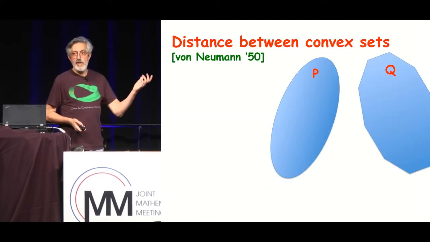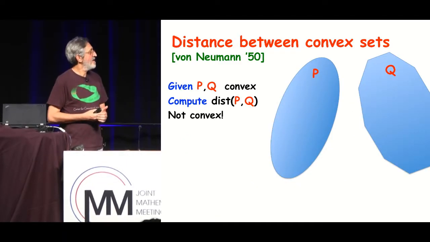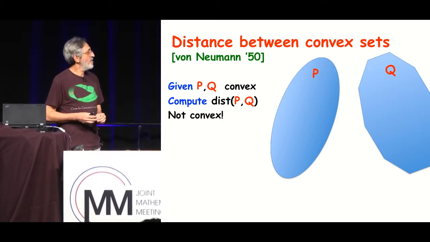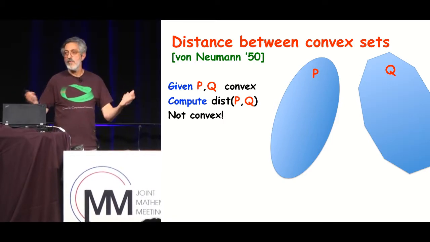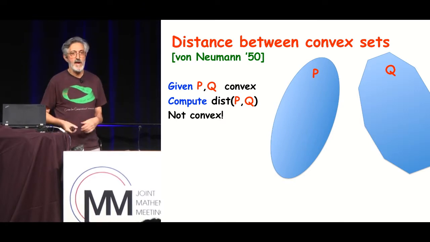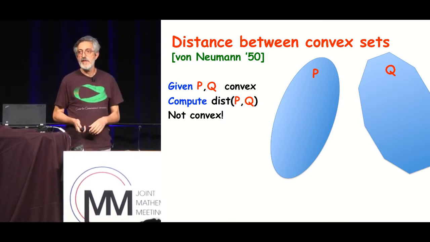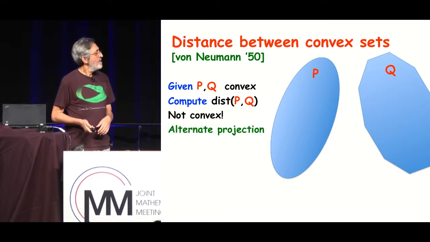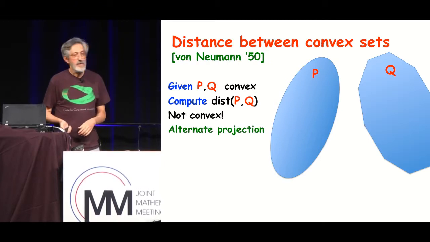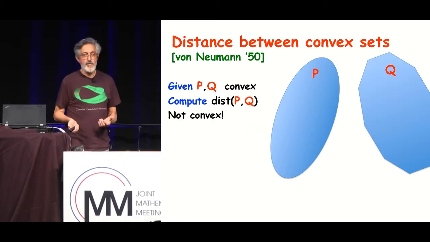Here's something that actually came up a long time ago, by von Neumann. A very basic question: there are two convex sets in very high dimension, and you want to know the distance between them. So what can you do? This is not a convex problem.